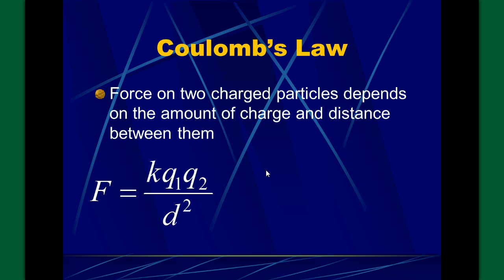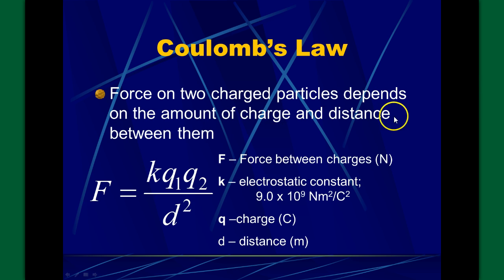K times Q1 times Q2 divided by D squared. Here are your variables. F is the electrostatic force between the charges. Since it is a force, it is measured in newtons. K is the electrostatic constant. We've talked about that already in the first set of notes. This constant is in your chart. It's number 74 in your chart.